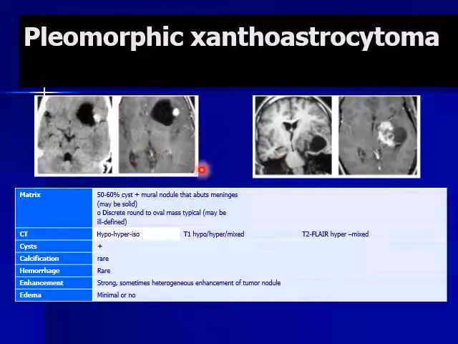But as I have described before, any lesion that is composed of cyst and nodule can start initially as just a solid nodule. So we can see it as a discrete oval or round mass without a cyst. In CT, it is hypo to hyper to iso. T1 shows hyper to mixed. T2 and FLAIR hyper to mixed. We can see cysts; calcification is rare, hemorrhage is rare, with strong or heterogeneous enhancement of the tumor nodule. It is a benign, low grade lesion, so the edema is minimal or absent.